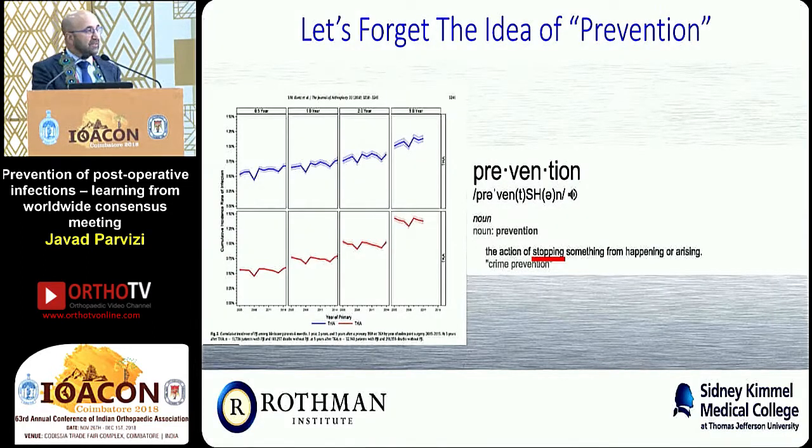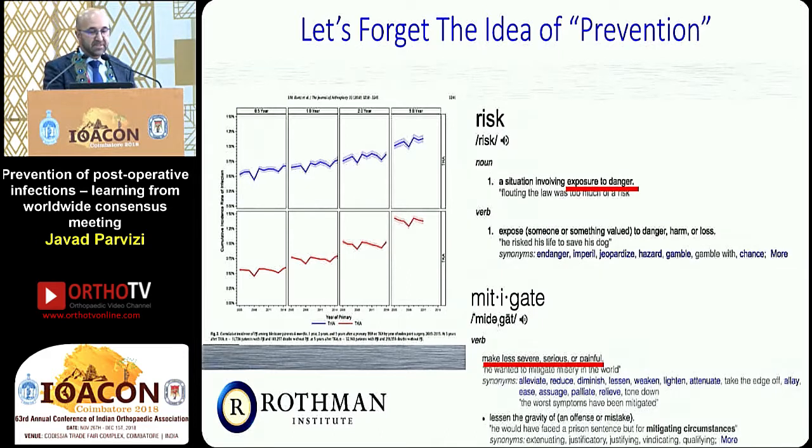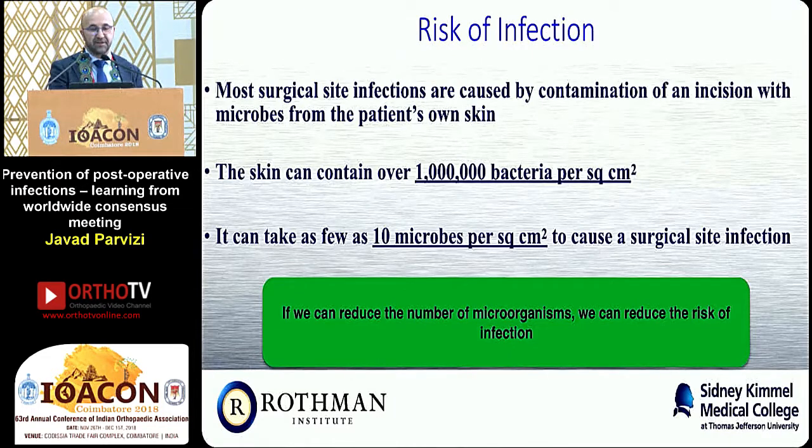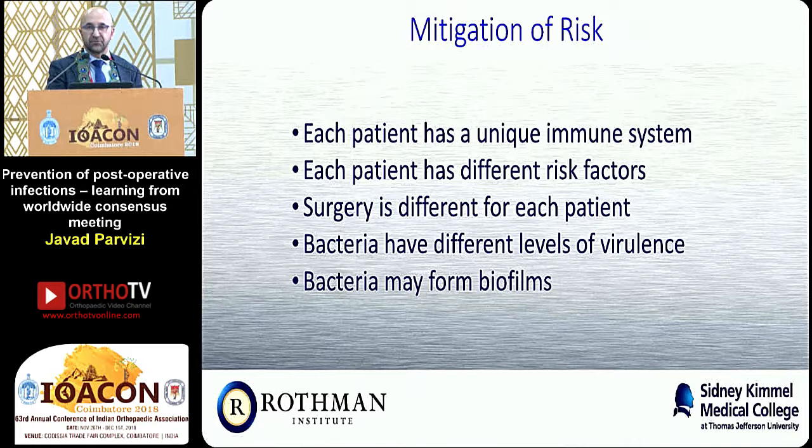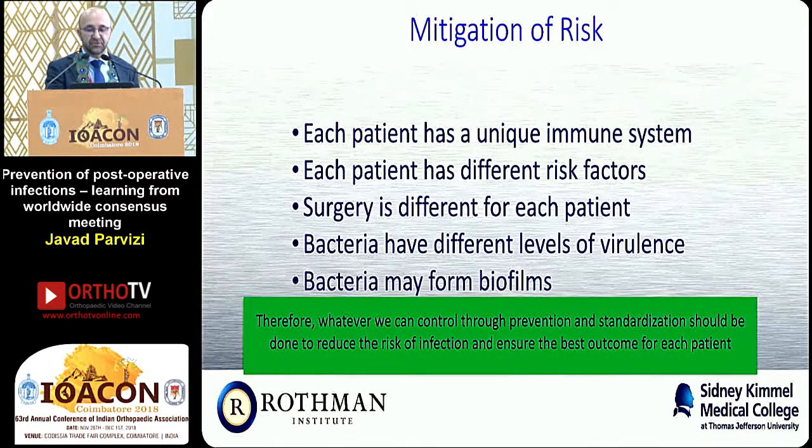But if you look at the definition of prevention as the act of stopping something, I would say that it's probably more important to prevent our patients from being exposed to these risks during their lifetime. But that's very difficult to do because our skin has about 1 million bacteria per square centimeter. And you only need 10 microbes to develop periprosthetic joint infection or surgical site infection. Each patient has a unique immune system. Each patient may be exposed to different risk factors, and bacteria act differently under different circumstances.